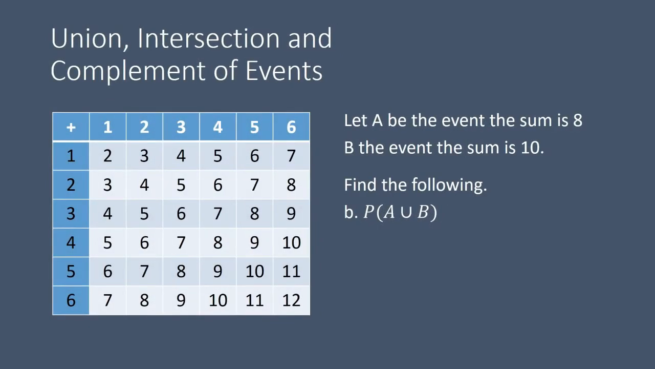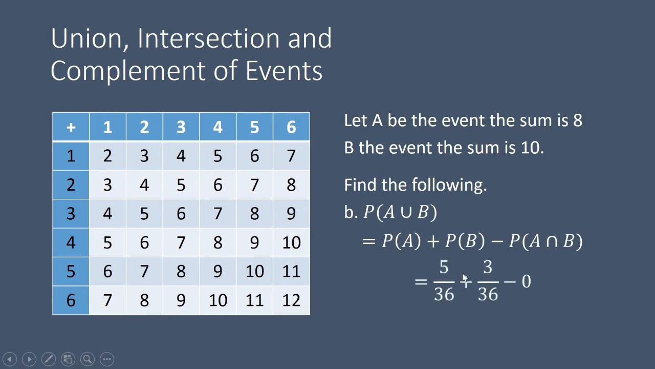What is the probability the sum is either an 8 or a 10? That is how you interpret A union B. So going back to my slides last time, you compute it in the following way. The probability of A union B is equal to the probability of A plus the probability of B minus the probability of A intersection B. So P of A, we already computed. That is equal to 5 over 36.